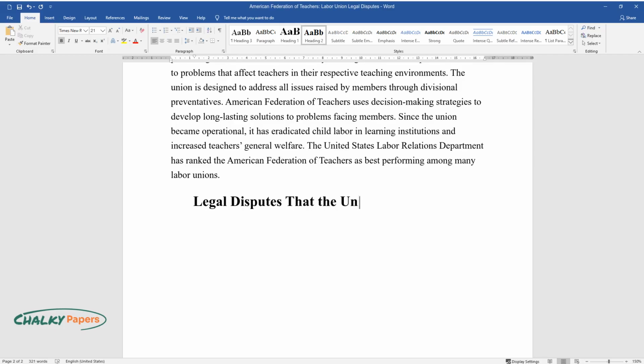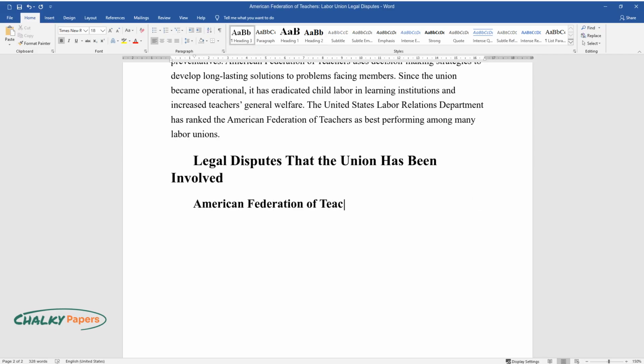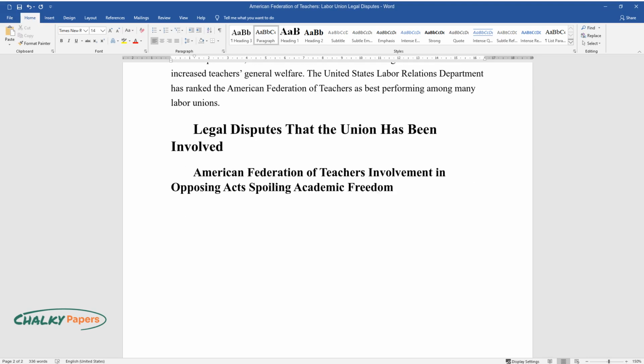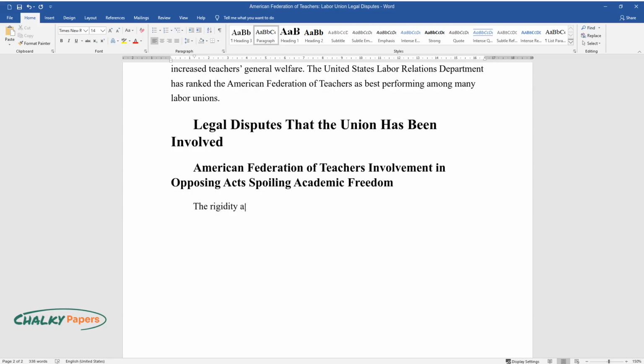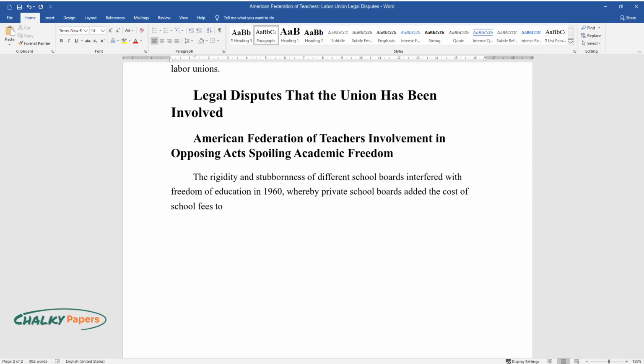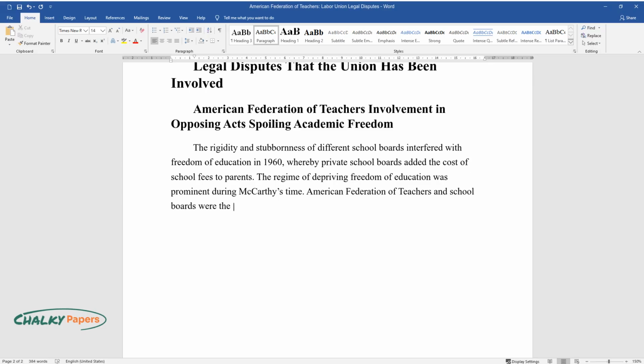Legal disputes that the union has been involved in. American Federation of Teachers' involvement in opposing acts spoiling academic freedom. The rigidity and stubbornness of different school boards interfered with freedom of education in 1960, whereby private school boards added the cost of school fees to parents. The regime of depriving freedom of education was prominent during McCarthy's time. American Federation of Teachers and school boards were the main parties involved in the disputes.